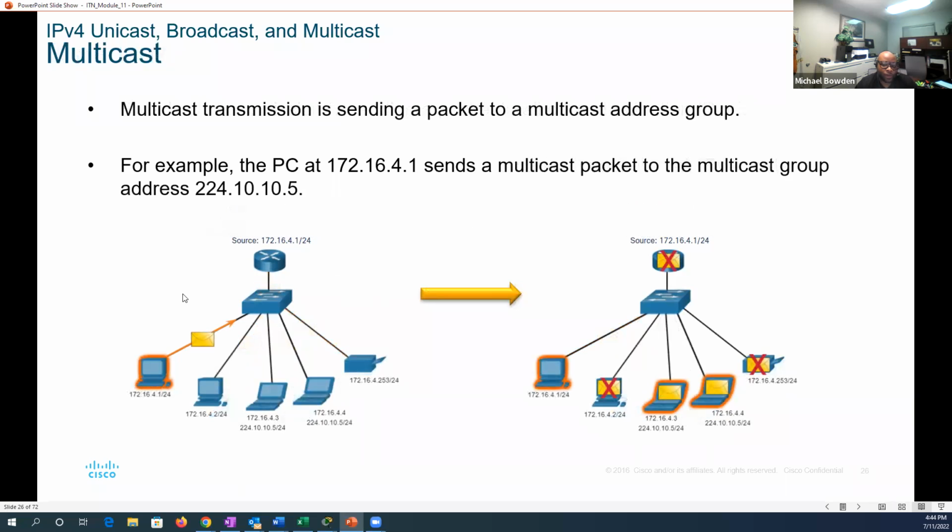And then you have your multicast, where it sends to a specific multicast group. So here it would be one to many, and the broadcast would be one to all. You see here the PC is sending the multicast packet, and it's going to just the PCs 172.16.4.3 and 172.16.4.4. And it's using the multicast address of 224.10.10.5.